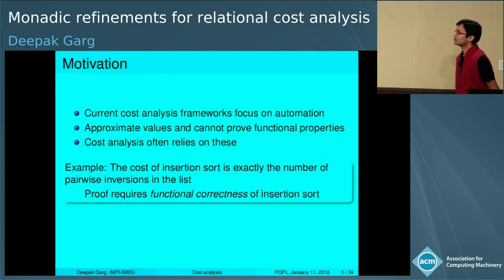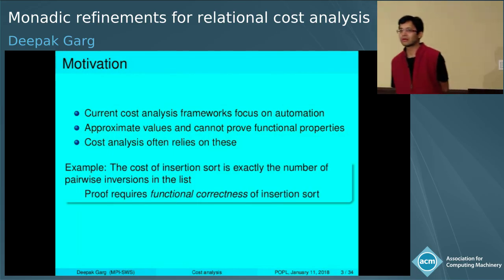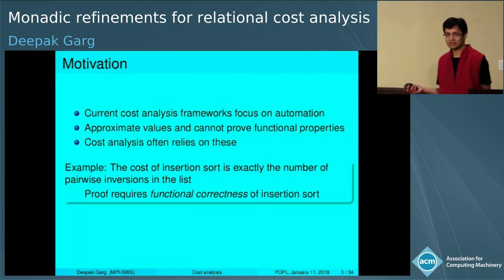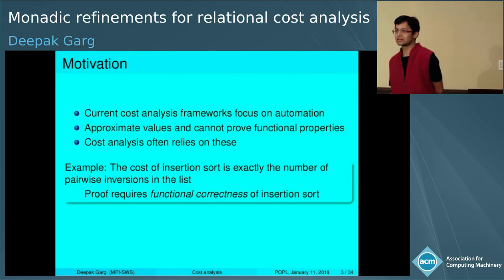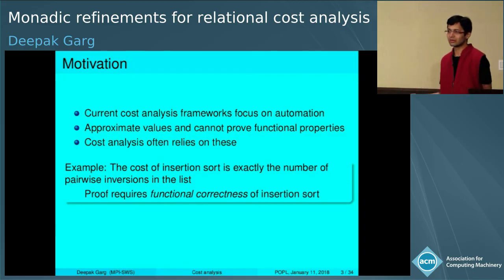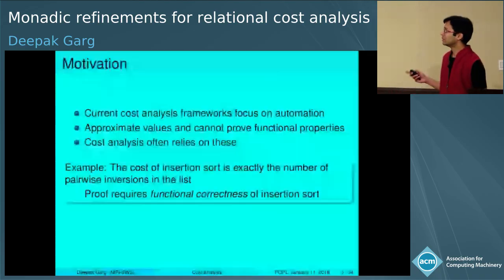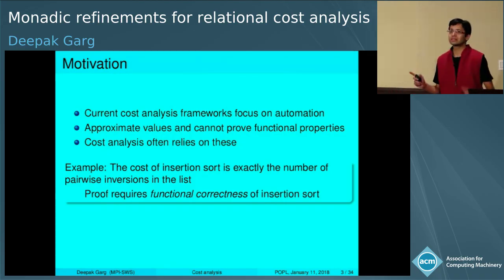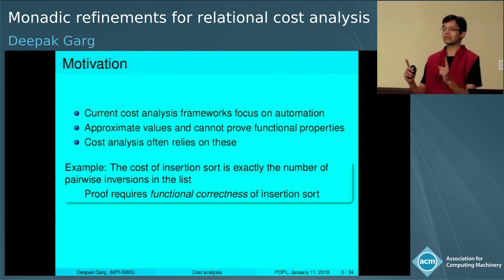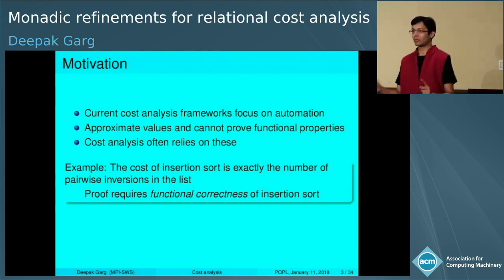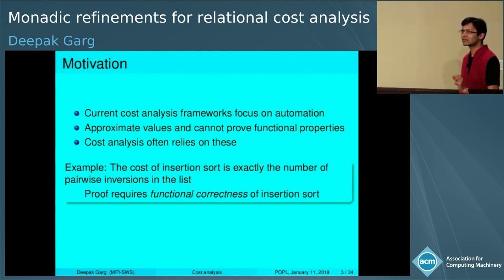So just to give you a concrete example, insertion sort. It's an algorithm that I believe all of you know. It just sorts a list. You may also know that the complexity of insertion sort, at least what you study in your algorithms class, is order n squared, where n is the length of the list being sorted. But this is a very coarse bound. There is a much more precise bound, which is the exact number of pairwise inversions in the list. Take pairs of elements that are out of order and count the total number of such pairs, and this is the exact cost of insertion sort in terms of the number of comparisons made.